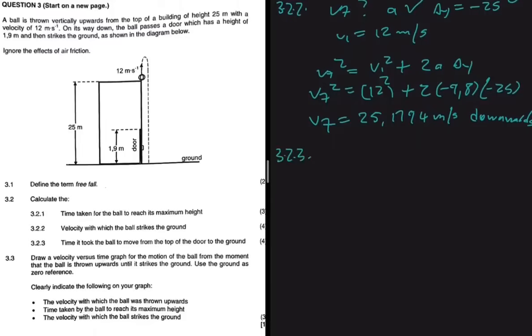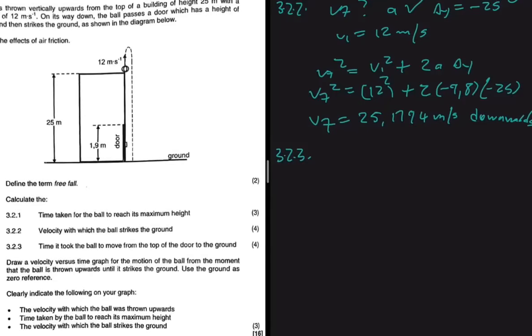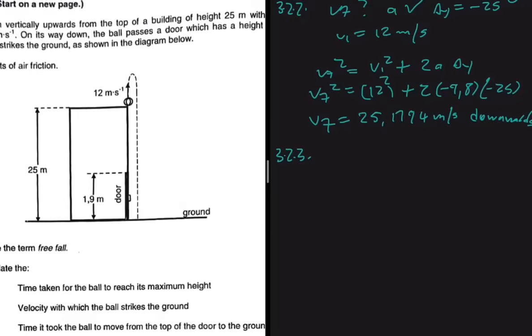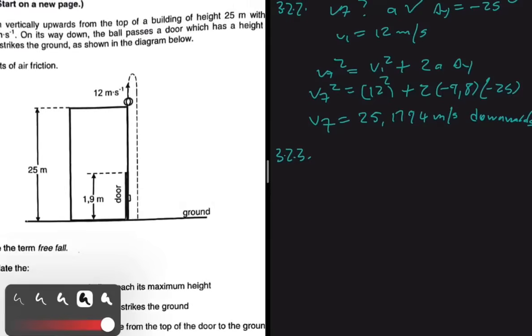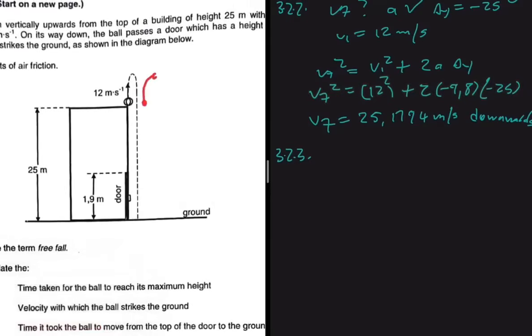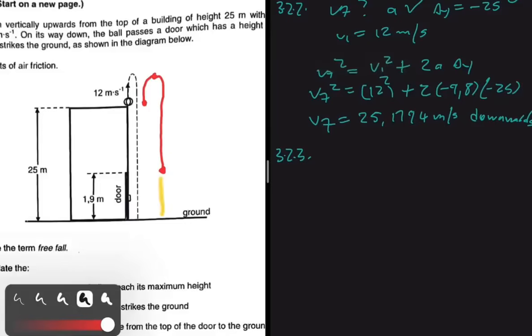3.2.3, you have to be extremely sober to do this question. So we're looking for the time it took the ball to move from the top of the door to the ground. So let's come to a sketch. The ball is coming from the top, right? And then we go to some maximum height, and then as we go down, we pass the door at some point of time, and then we keep going down until we are on the ground, right?